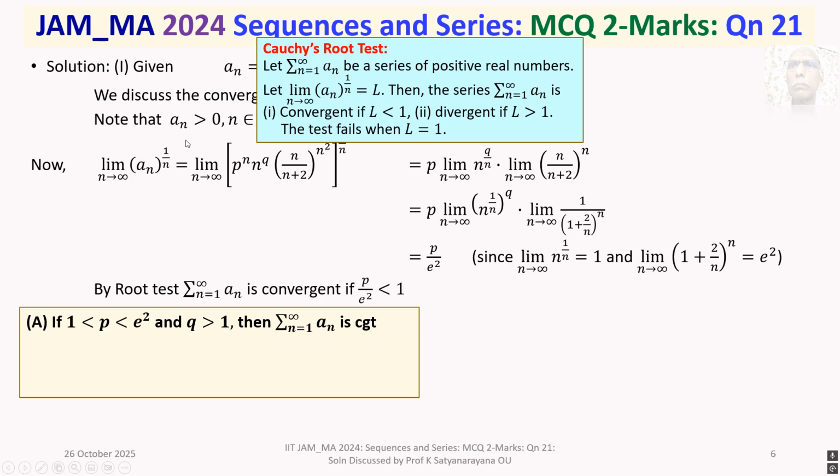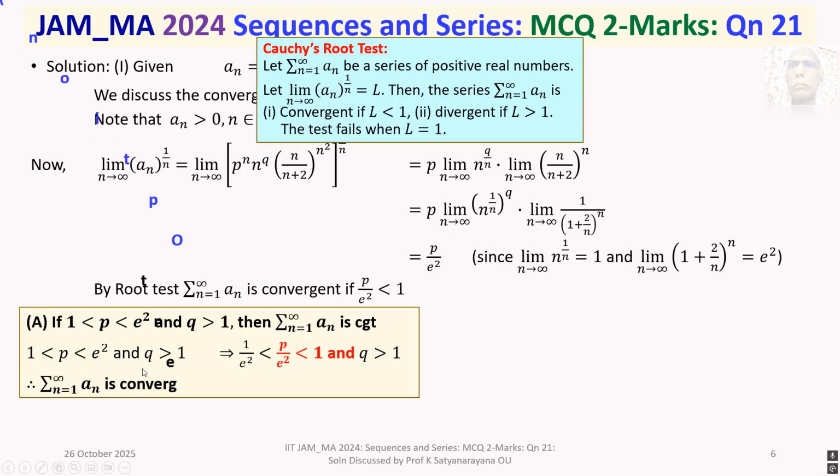So in the beginning we said each term an is positive for all n belonging to N, and for the time being we assume q is positive, but q is given to be greater than 1, no problems, and all the things will follow. Right. Take this 1 less than p less than e square and divide throughout by e square. You will get 1 by e square less than p by e square less than 1. Now you will see p by e square is less than 1 in this case. Therefore, the series is convergent. Right. Option A is true.